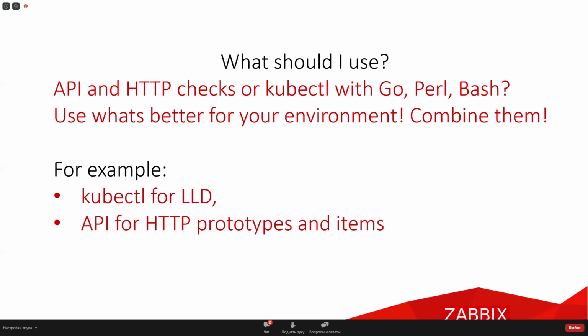Or we can also have a mix of both, as we had in the previous example. We can use kubectl for low-level discovery, just discovering those components. And then we can use the API with HTTP agent to create item prototypes based on those discovery results that we got from kubectl and our script.